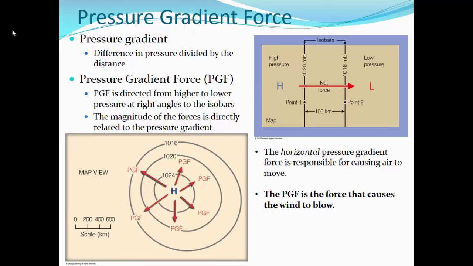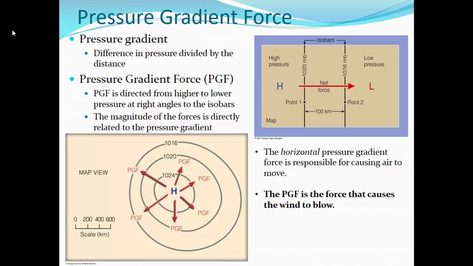Here is our look at pressure gradient force. The illustration on the upper right shows a straightforward view with high pressure to the left, low pressure to the right, and straight isobars between the two at about 100 kilometers apart. So the pressure gradient is the difference in pressure from point 1 to point 2, so 1,020 millibars minus 1,016 millibars. The difference in pressure, about 4 millibars, divided by 100 kilometers. That would be the pressure gradient.